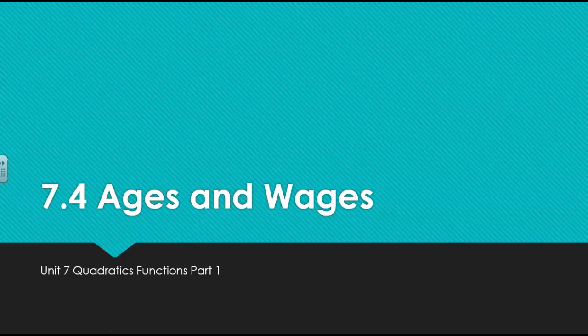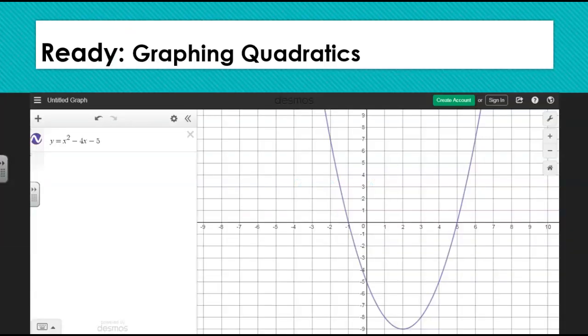Today in class, we worked on Unit 7, Lesson 4, Ages and Wages, where we looked at simplifying binomials to represent real-world situations. In the Ready section of today's homework, we're going to be using quadratic functions to complete tables and graphs. First, we will look at how to do this using the Desmos program, and then we'll take a look at using the same function to create a table and graph by hand.